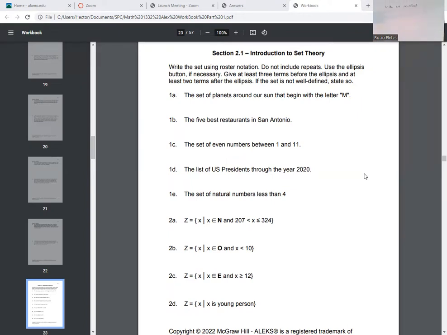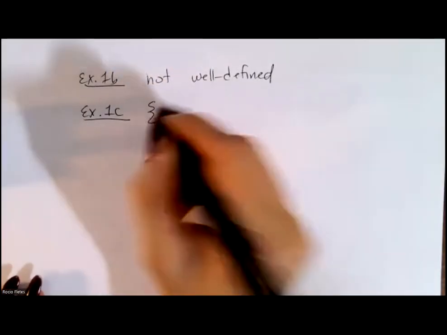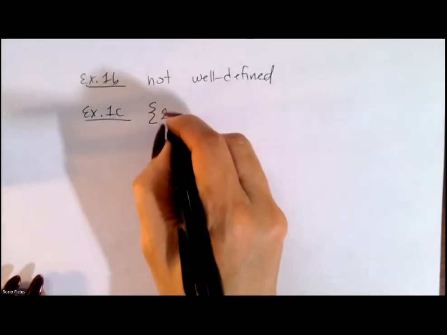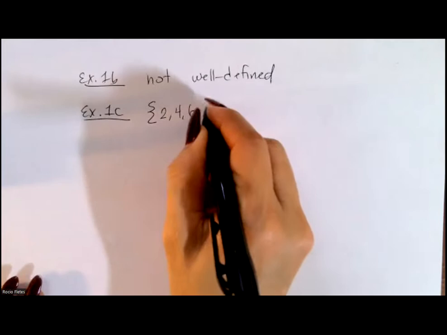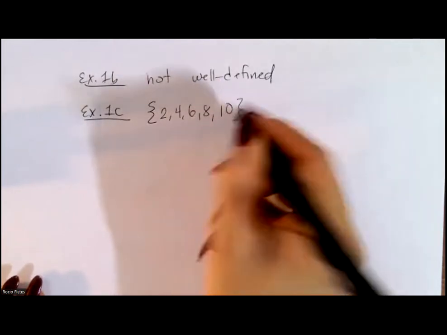1C, the set of even numbers between 1 and 11. Well, that's a well-defined set, right? We can, so even numbers between 1 and 11, if I write it in roster method, we have 2, 4, 6, 8, 10, right?